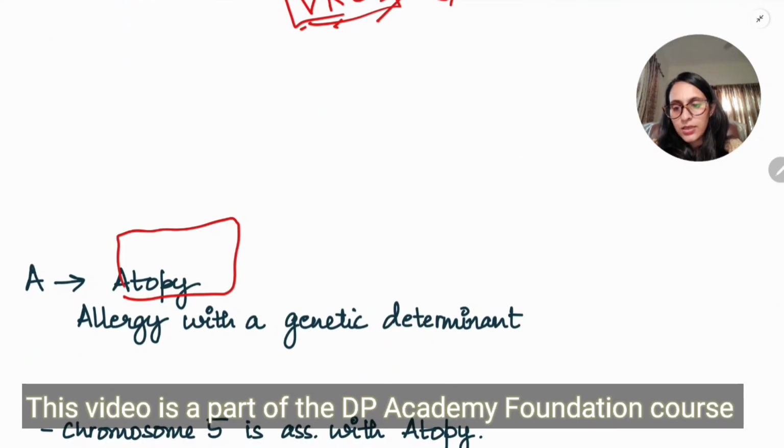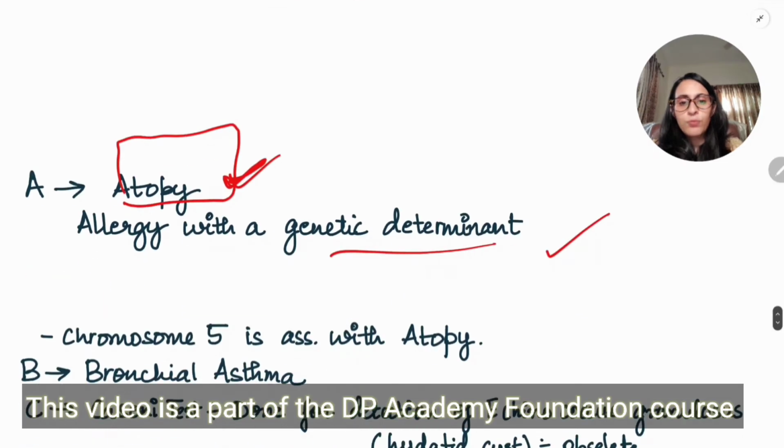Atopy is allergy with a genetic determinant. That means, suppose there is a family history of allergy, sometimes you have seen some people with peanut allergy, or going to some hilly station, or with a taste, some people keep on sneezing and coughing, and that runs in the family history. That is atopy, allergy with a genetic determinant, that is family history of any allergen. And chromosome 5 is associated with atopy.